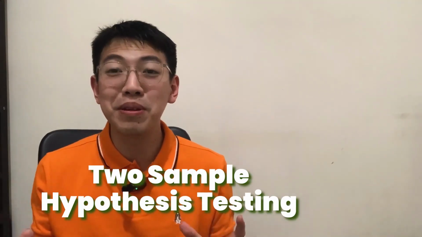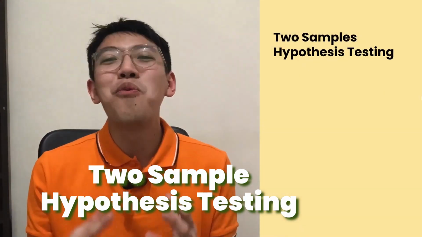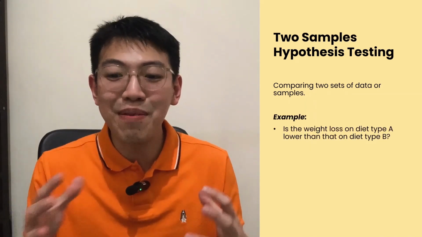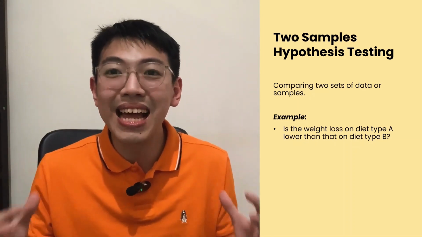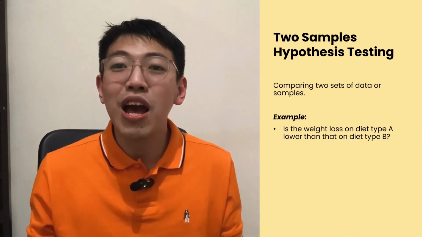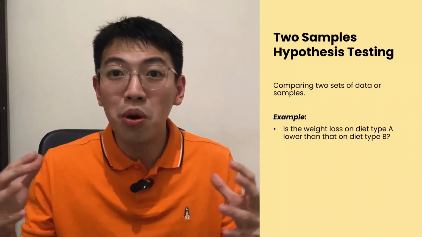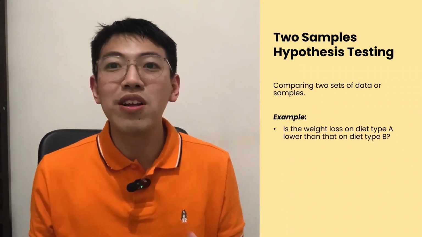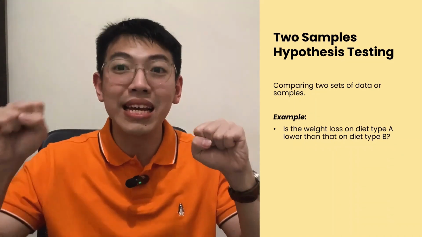In this video, I would like to share with you about two samples hypothesis testing. What is two samples hypothesis testing? Basically, it is a method to test the hypothesis to compare two sets of data or samples. For example, is the weight loss on diet type A lower than that on diet type B? We want to compare the weight loss on diet type A and also diet type B.